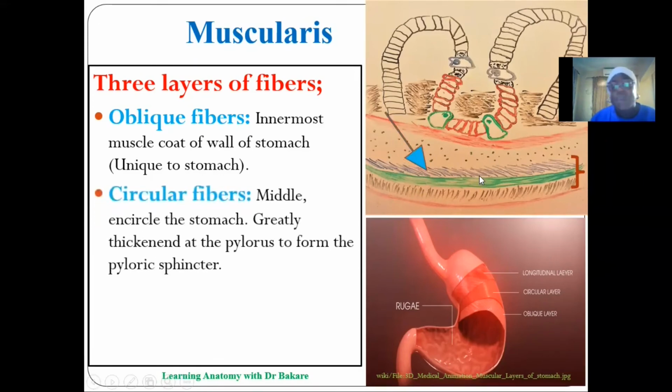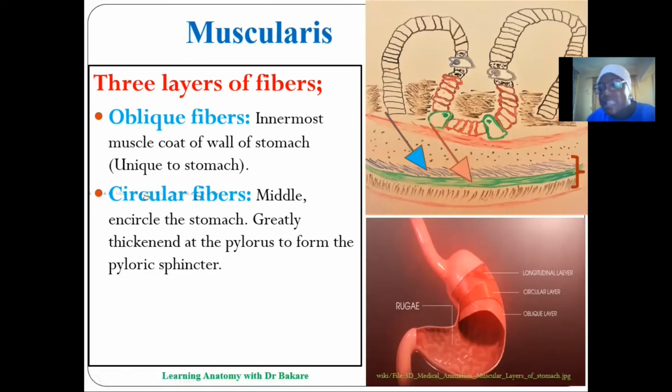Then after the oblique layer, we have the circular layer. This circular layer is the middle layer, and it's circular because it runs in a circular pattern. It tends to be greatly thickened at the regions where we have the sphincters. So the circular layers are the ones responsible for the formation of the sphincters seen around the stomach. If you look back at our lecture on the anatomy of the stomach, remember we talked about sphincters, which help to control the passage of food to and from the stomach. So these sphincters are formed as a result of thickening of the muscularis layer of the stomach, and the specific layer responsible for this is the circular layer. And this is the circular layer.